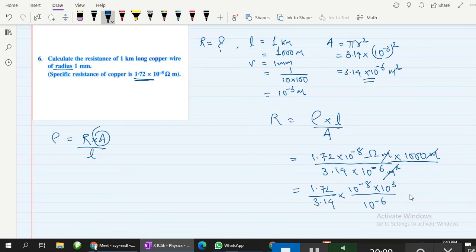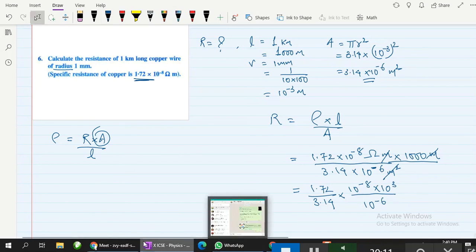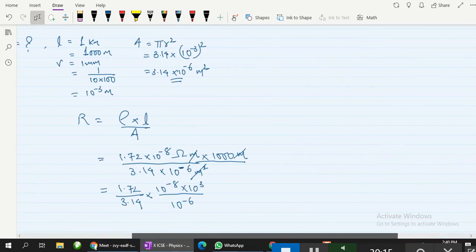Yes, Orkudip, at least tell me the calculation part. Simplify this for me, please.